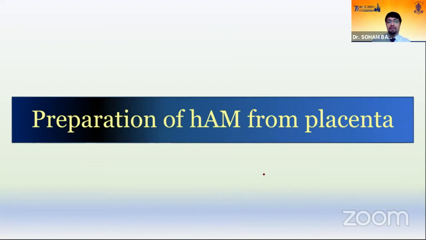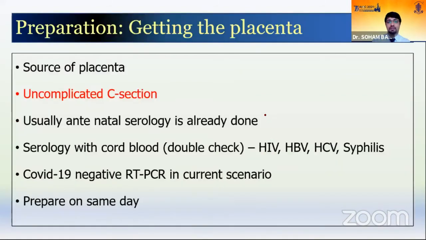So coming to the preparation of amniotic membrane from placenta. First and foremost, getting the placenta. We get it from an uncomplicated elective C-section. Serology is done, which is again repeated prior to the surgeries. So we already have 2 negatives for HIV, HBV, HCV, and syphilis. And in our lab, we do a double check with the cord blood for the same. In the current scenario, a negative RT-PCR for COVID-19 is also mandatory. And ideally, it is to be prepared on the same day.